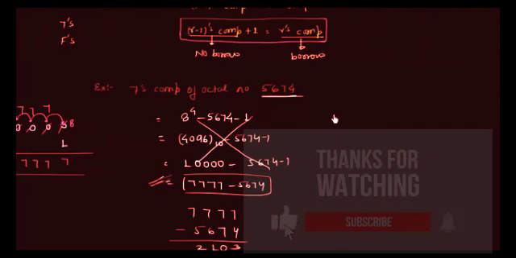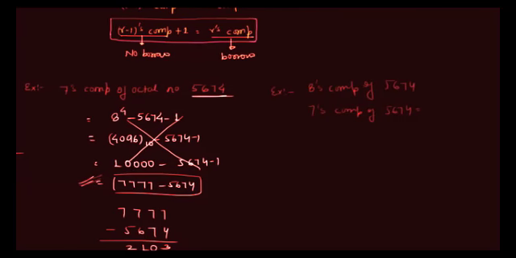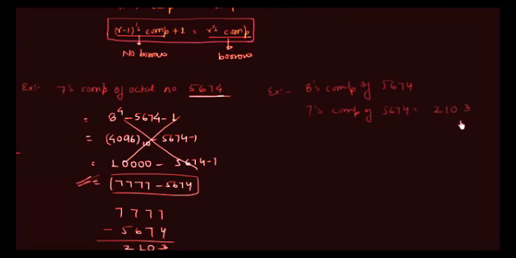Let's solve one more example. In this example, we have to find 8's complement of 5674. So the first thing that we have to do is to find 7's complement of 5674, and we have already calculated 7's complement. It is equal to 2103, and in order to find out 8's complement we have to add 1 to it, because here you can see r's complement is equal to r minus 1's complement plus 1. So I will add 1 to the result. 3 plus 1 is 4, 0, 1, 2. So this is 8's complement and this is 7's complement.